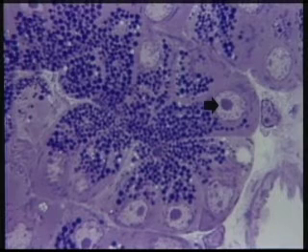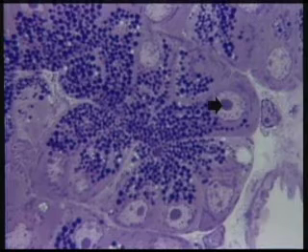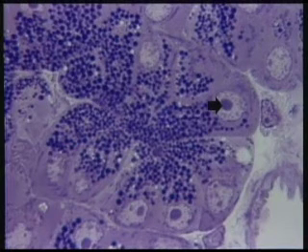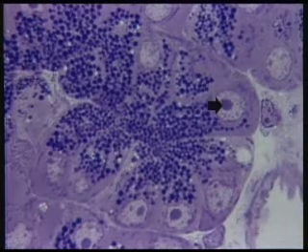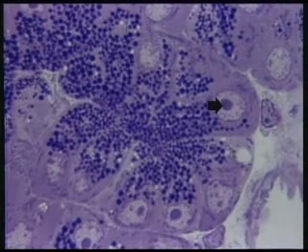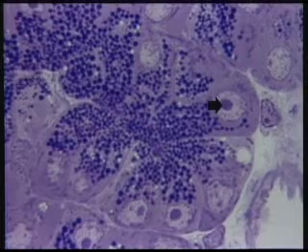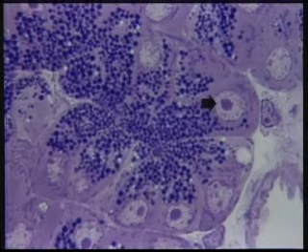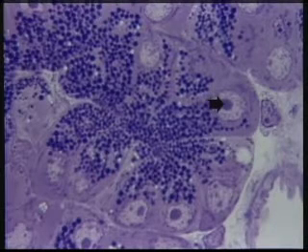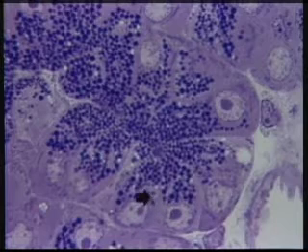Question number 3. What is the structure that the tip of the arrow is touching right here? If you said the nucleolus, you're absolutely right. The arrow is pointing to the nucleolus. Here is the nucleus, and the nucleolus is this dense staining body here. In other cells, for example, there's one here. Let's go on to the next question.